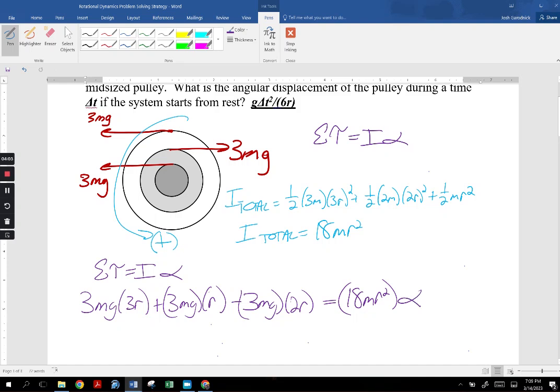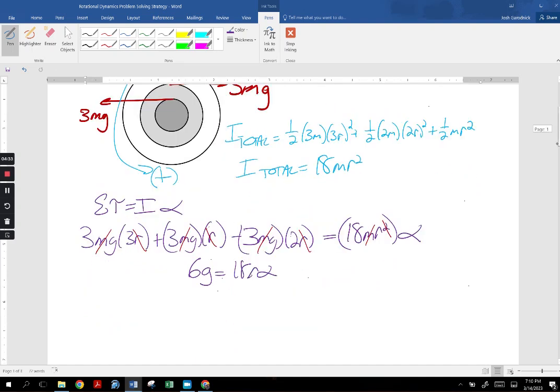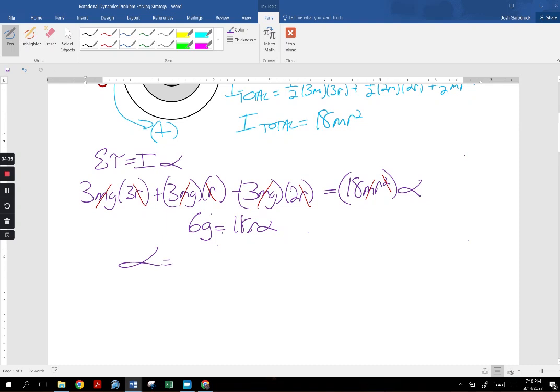When you do all this, there are a couple of things we can do to make life easier. We can get rid of the m, since there is an m in every term. We can get rid of one of the r's. I believe this will reduce down eventually to 6g equals 18r alpha. And from here, we can get that alpha is simply g over 3r. Algebra makes it so much easier, doesn't it?